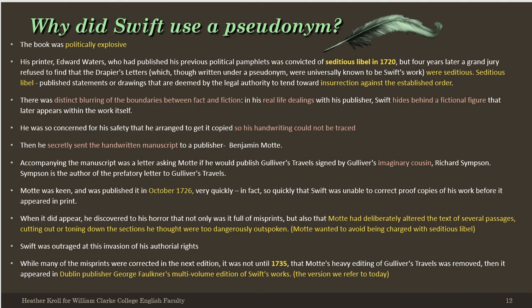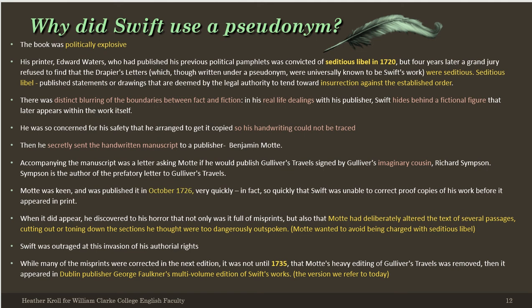So seditious libel is published statements or drawings that are deemed by the legal authority to tend towards insurrection against the established order. Insurrection, what a fabulous word. So basically you can apply it to anyone who doesn't say anything that you like. And again, I think of Donald Trump.